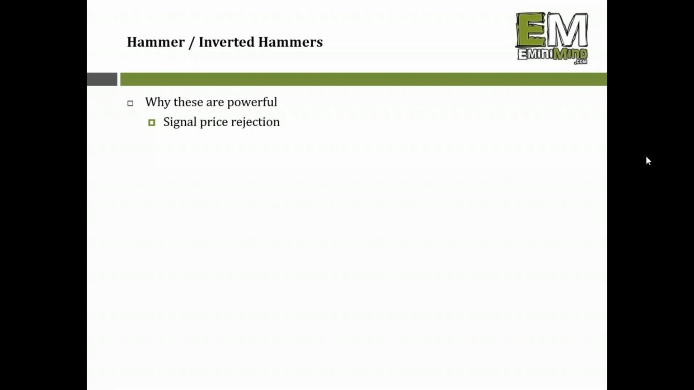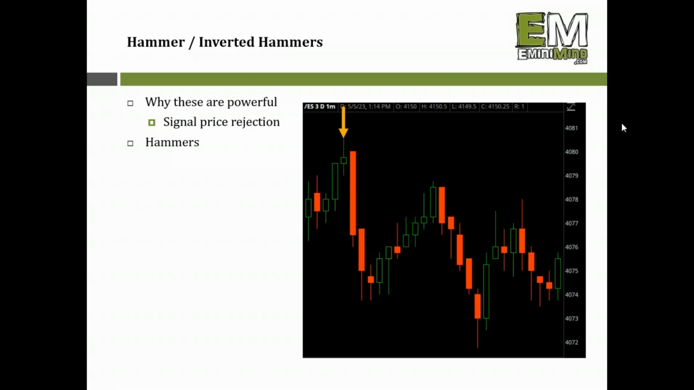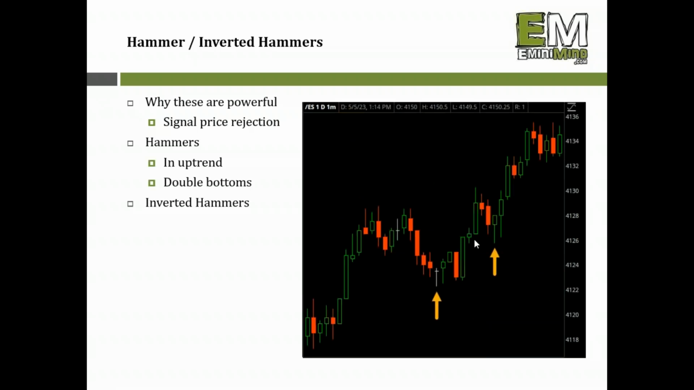So when you have a hammer, and it doesn't matter if it's a 1-minute chart or a daily chart or a 15-minute chart, the powerful part of hammers is that it's showing you that price has gone down and then has rallied. There was some sort of support. The sellers had rejected the price as it went lower, and buyers pushed it back up. And so the closing candle forms what's called a hammer.